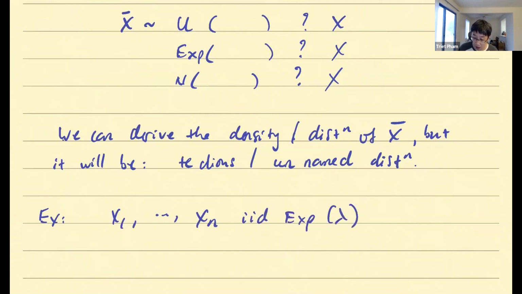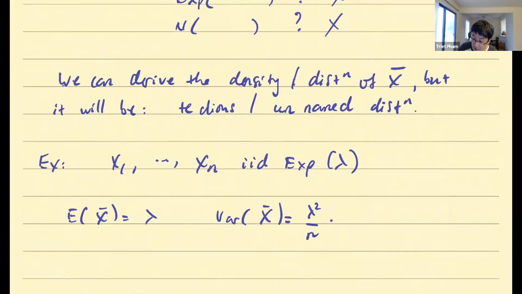Okay. Then I do know that the expectation of X bar is lambda. The variance of X bar is lambda squared over n. Okay, from our previous discussion. Do I know anything further about X bar as a distribution? Is it exponential? Is it normal? Is it uniform?